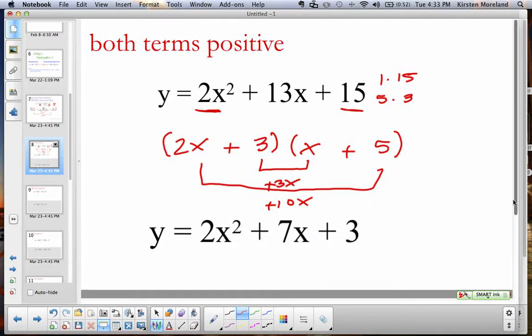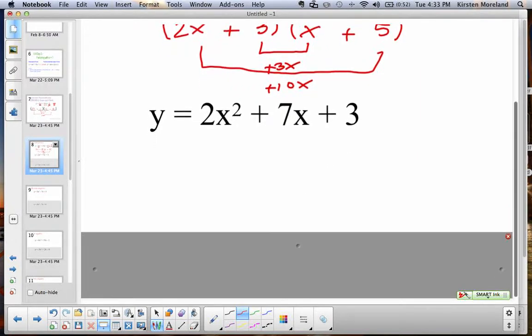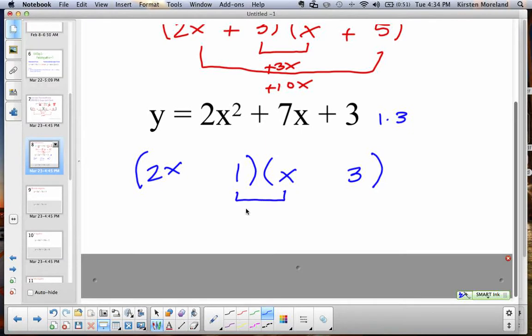All right, let's try one more with a positive. If you're getting the hang of this, why don't you try this one on your own? If not, follow one more example. So always set it up with your two parentheses. And look, 2x squared, so I need a 2x and an x. 3 is nice because it really only has 1 and 3, so I'm going to put the 1 here, 3 here. Now that's just a complete guess. If you switched it around, you just have to check.